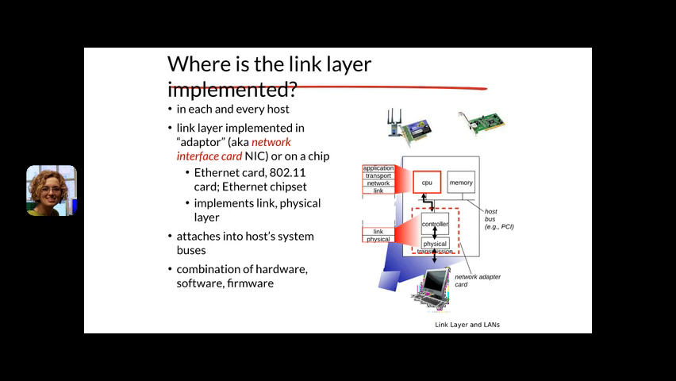So, as you can see, the link layer is both parts software and hardware in this very nice picture. And furthermore, it includes firmware. So it's very interesting that it crosses three different layers: software, firmware, hardware.